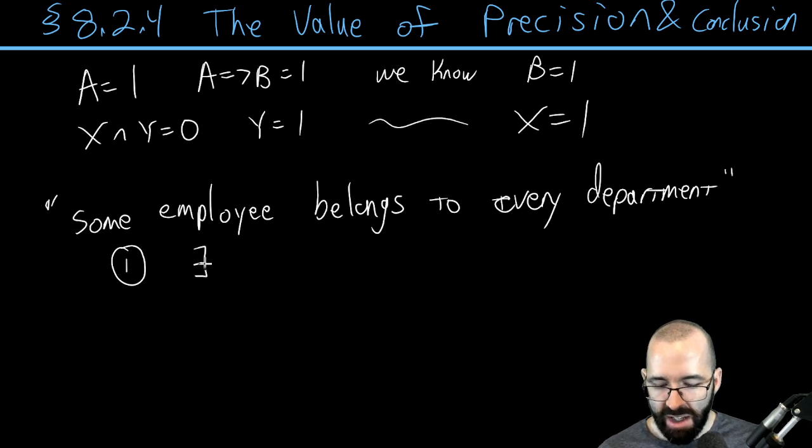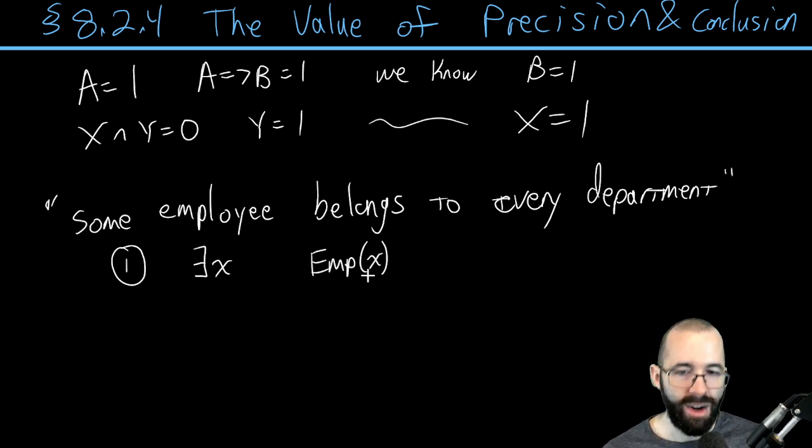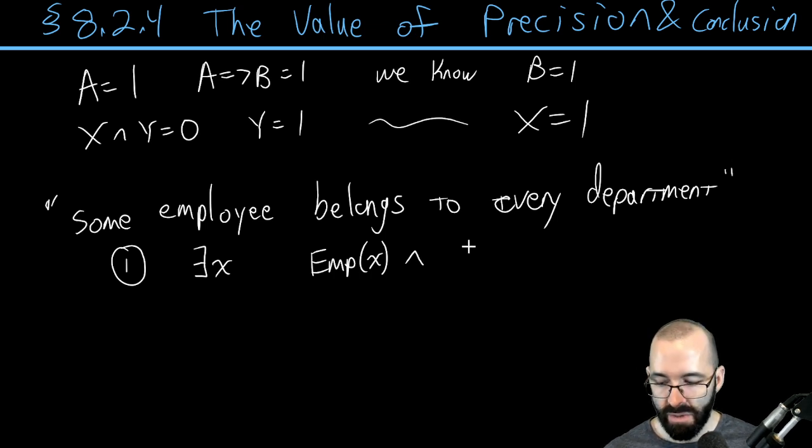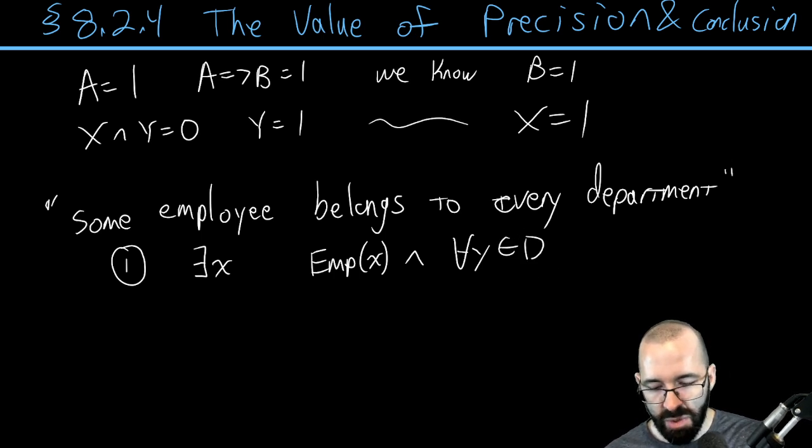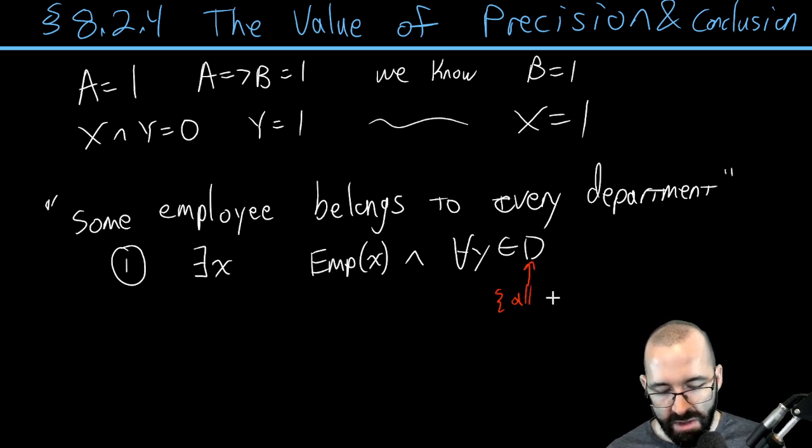To do that, we'd say there exists an X, and we don't have to specify here, such that employee of X, so that's where we're saying that they are an employee. There is an X that is an employee, and the following is true: for all Y in the set of departments. And we'll specify what D is, but D will be the set of all departments.